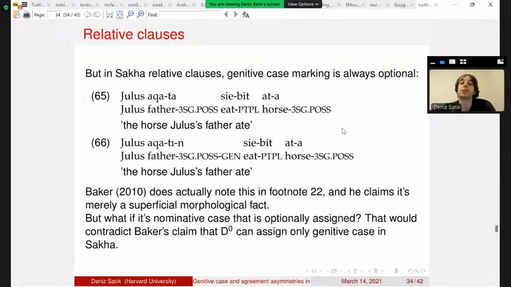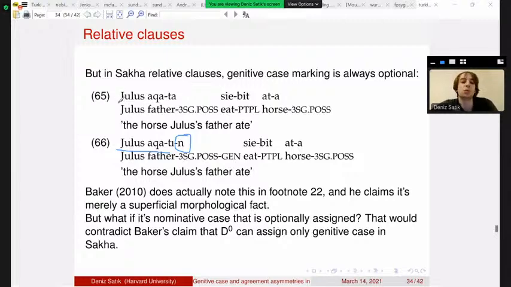So Baker, 2010, I think to his disadvantage, notes that in Saha relative clauses, the genitive case marking is always optional. So the horse Julus's father ate, they like to eat horses, where they speak Saha, by the way. And so Julus ata siyebit ata and Julus atın siyebit ata are both fine. So one way to understand this data is to say that you can either have genitive case on Julus's father, or you can just not have genitive case at all.